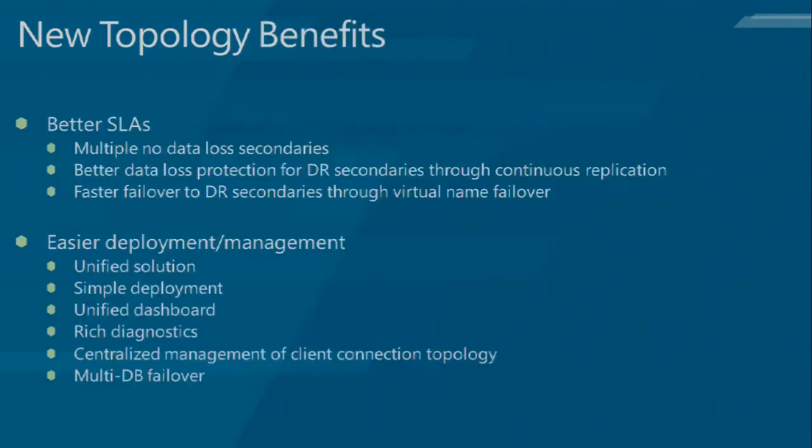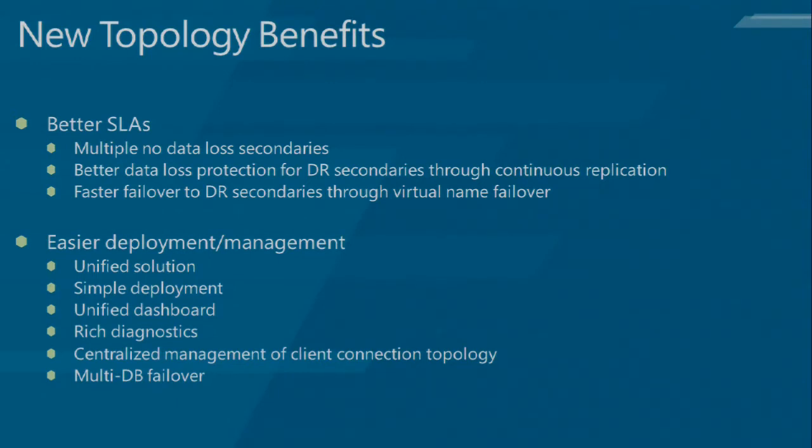So what is the advantage of our new topology, of our new solution? Better SLAs, multiple locations of no data loss, better data protection through continuous replication. Previously in log shipping, it depends on what time you set up your log shipping, correct? Like what is the interval for log shipping? In this case, there is continuous replication happening. Even in asynchronous mode, we are always sending the log blocks from your primaries to your secondaries.